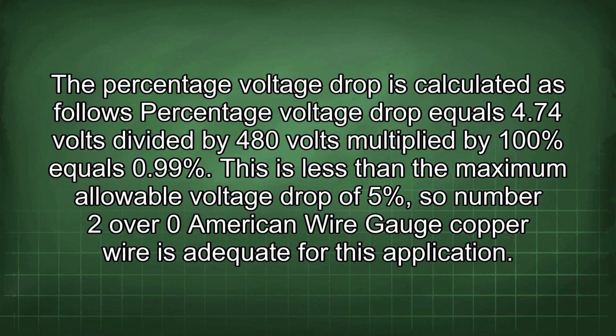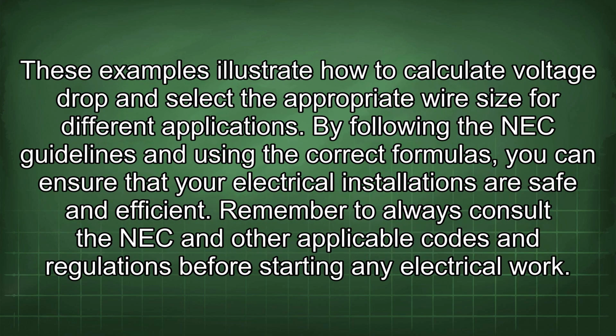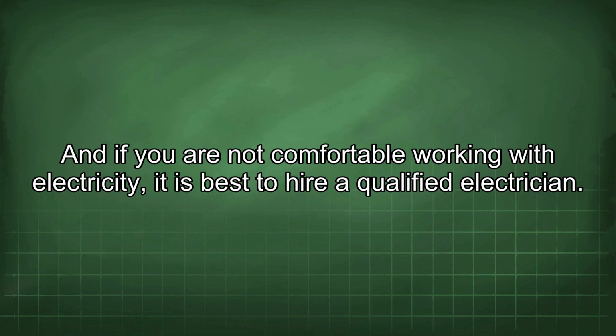This is less than the maximum allowable voltage drop of 5%, so number 2/0 American wire gauge copper wire is adequate for this application. These examples illustrate how to calculate voltage drop and select the appropriate wire size for different applications. By following the NEC guidelines and using the correct formulas, you can ensure that your electrical installations are safe and efficient. Remember to always consult the NEC and other applicable codes and regulations before starting any electrical work. And if you are not comfortable working with electricity, it is best to hire a qualified electrician.